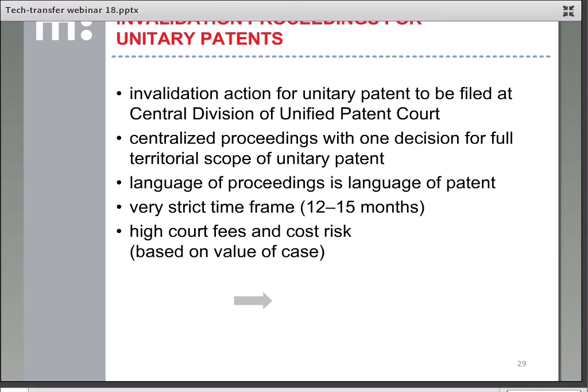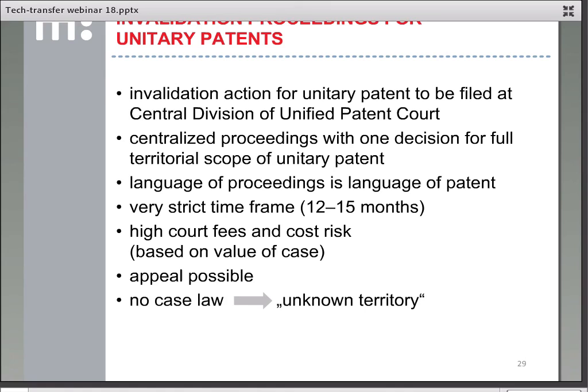And then you can have reimbursable costs which may exceed 200,000 euros for your patent. If you're a patent owner and you lose your patent, you may be forced to pay the other party 200,000 euros, which is a lot of cost risk. And again, an appeal is possible for these invalidation proceedings at the unitary patent. And another thing which is, I think, at the beginning a disadvantage: you don't have any case law at the moment, so you're walking into unknown territory. You don't know how the judges will decide on inventiveness and on added subject matter and things like that.